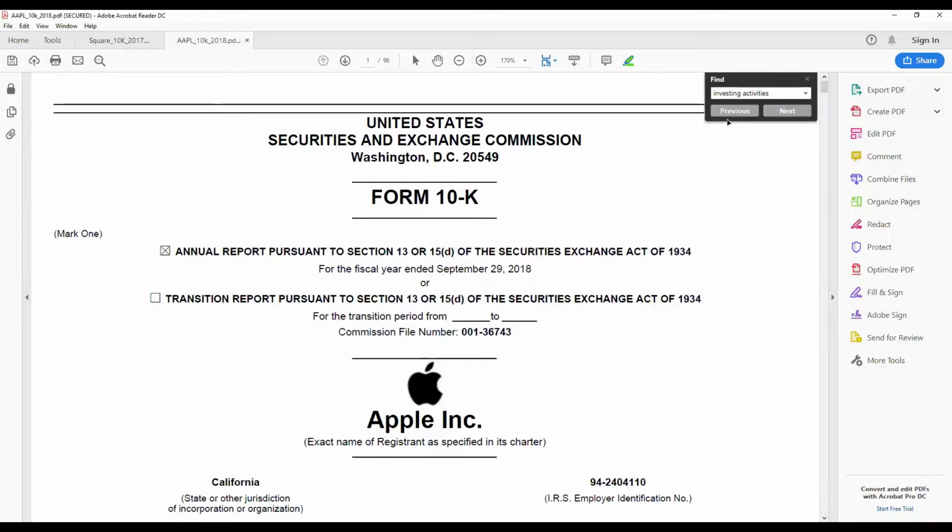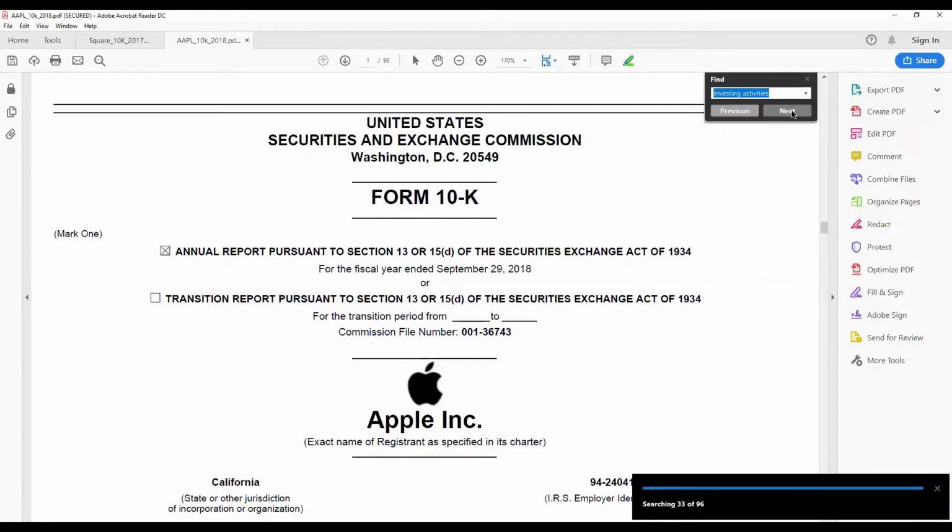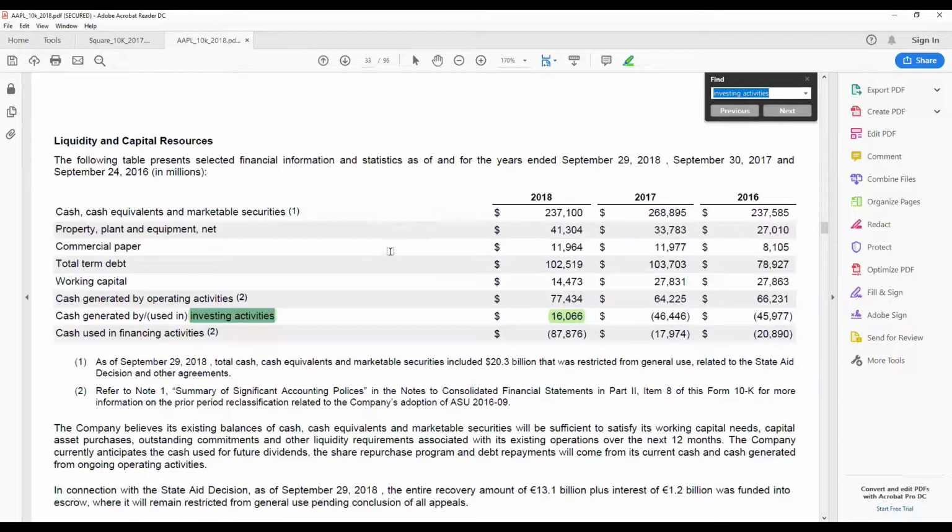So you'll open up a find window here in your PDF reader or your website, usually by hitting Control F on a Windows PC. And then we'll click Next, and that should take us down the form. And here we go. These are the numbers that Apple is giving us, and they're saying cash generated by and used in investing activities for the year of 2018 was about $16 billion, $16.06 billion. So that's a pretty good amount. Now, how much of that is not directly correlated with returns?